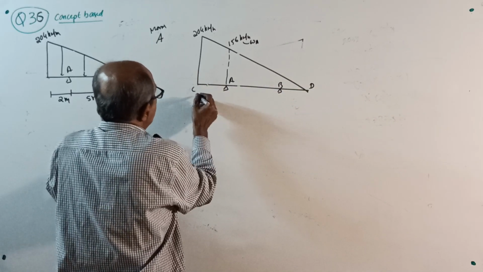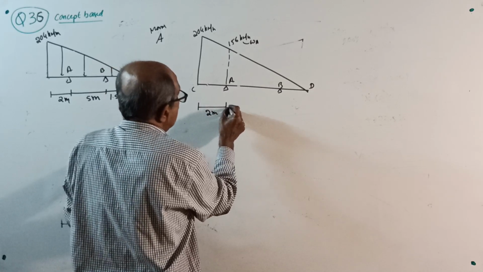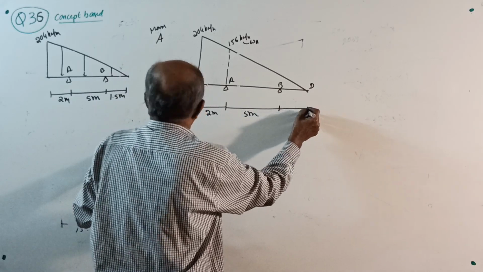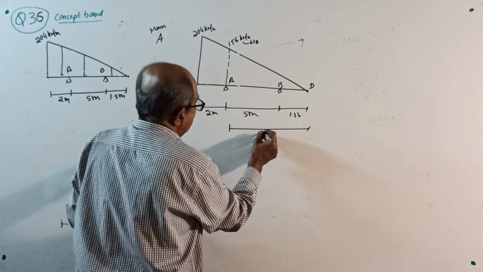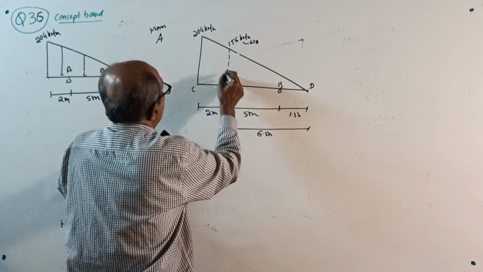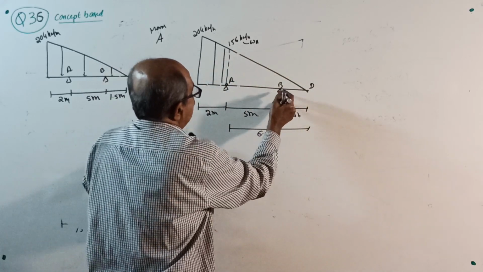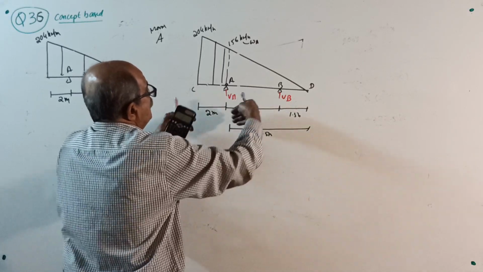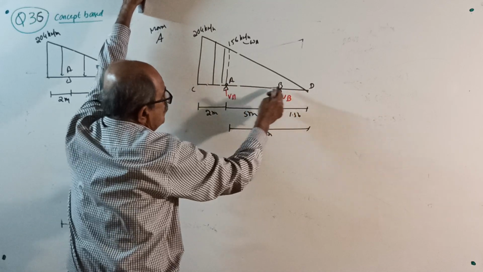You should work out. Remember, you can't expect that I will do it every day. 2 meter, 5 meter and this is 1.5 meter. If you want this triangle, 6.5 meter. Take moment about A. Okay, I will write it here. Minus VB into 5 plus half into, how much?